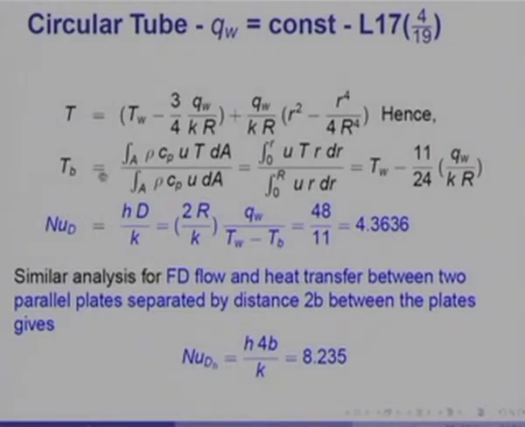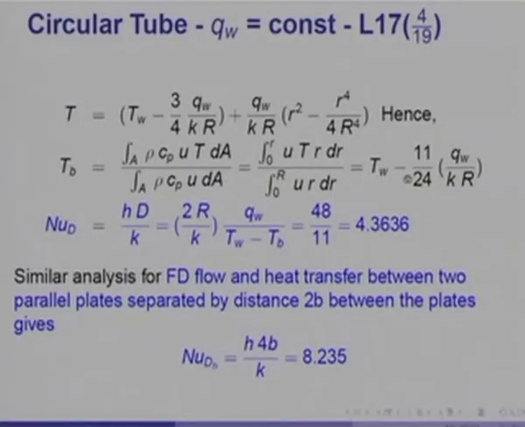Now, of course, I evaluate T bulk, which, you will recall, and we assume constant properties. So, rho c p just cancels, and if I were to substitute this for temperature and the velocity profile from the previous slide, then I would get T w minus 11 by 24 q wall over k R. Now, remember in all these cases integrations are very important, and you have to take a lot of care to make sure that you make no errors in evaluating the temperature, in evaluating the integrals.